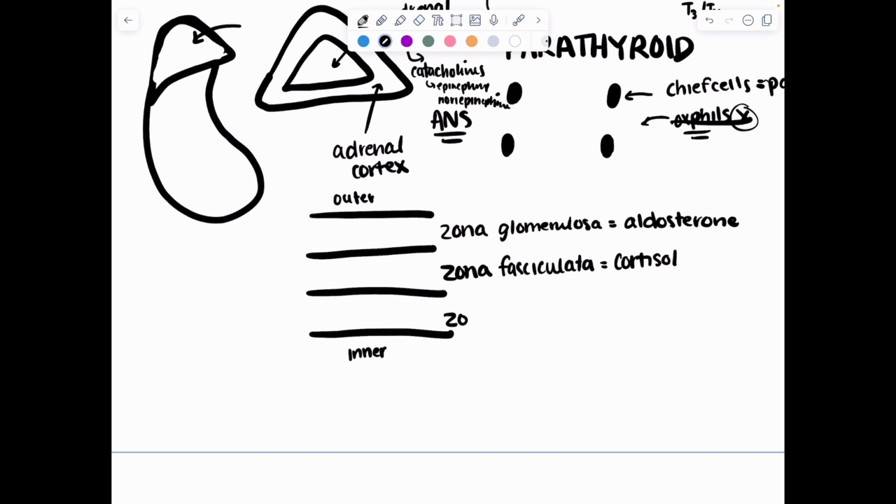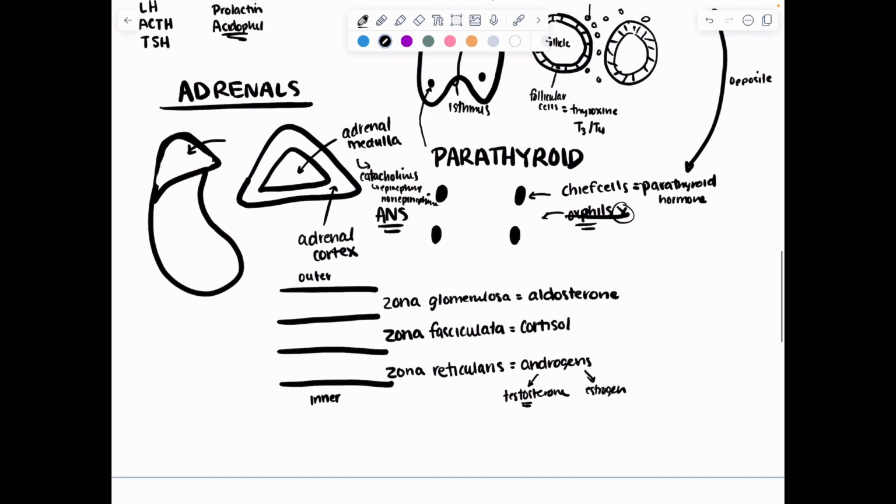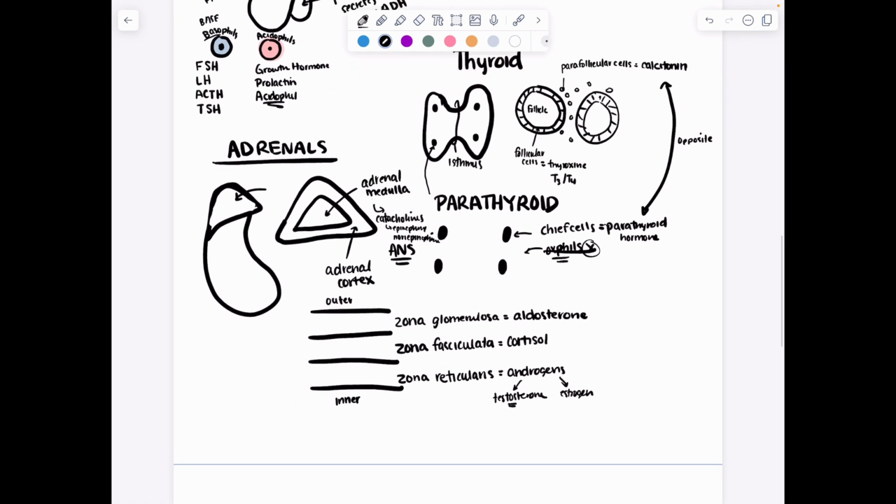And then our most inner zone is my zona reticularis. And that is going to create androgens. And androgens is the fancy name for our sex hormones. And so we are going to create testosterone as well as estrogen, but more testosterone than estrogen in the reticularis. We'll talk how all of those kind of interrelate there.